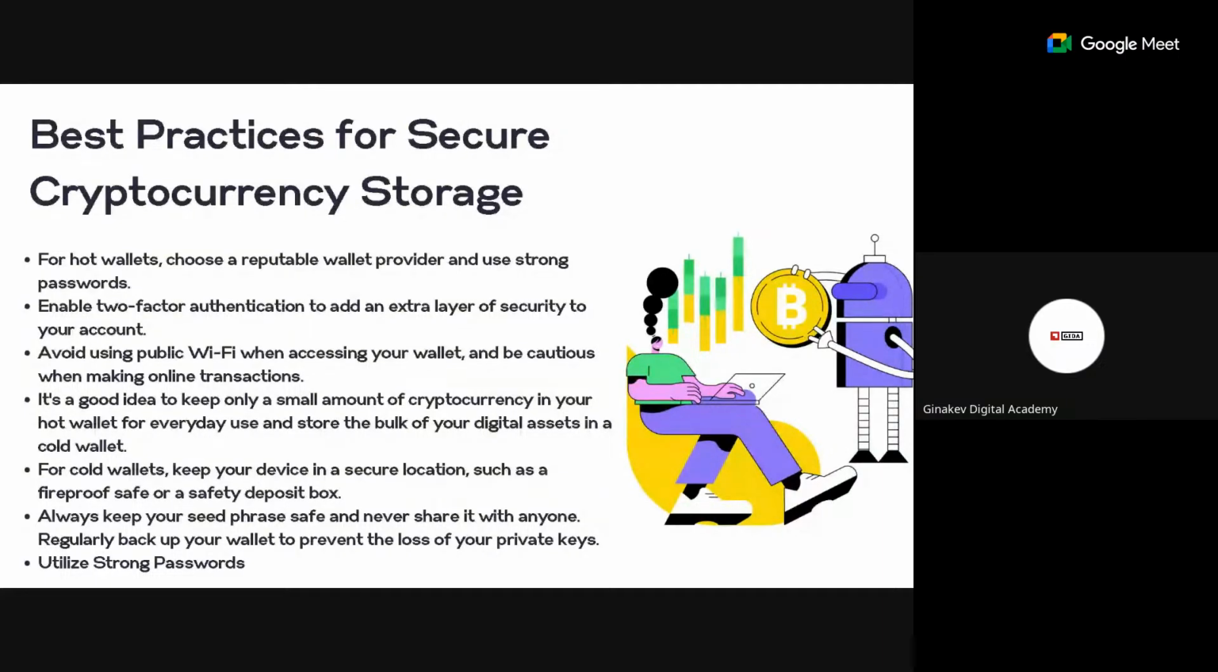But it's always safer to keep the bulk of your money in a cold wallet. Okay. So now for cold wallet, keep your device in a secure location such as a fireproof safe or a safety deposit box. So yeah, that's your hardware wallet. Don't just go and keep it in your wardrobe alone. When there's a fire hazard, you're most likely going to lose all your tokens.